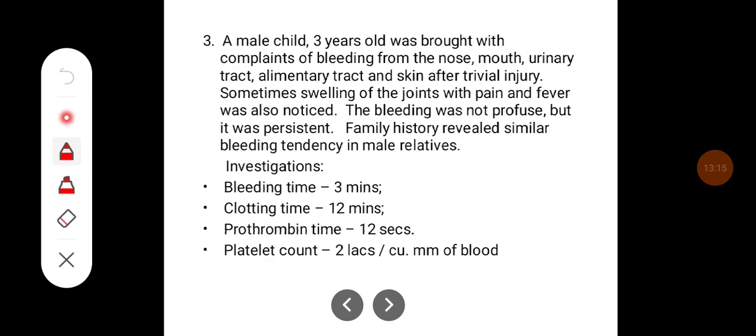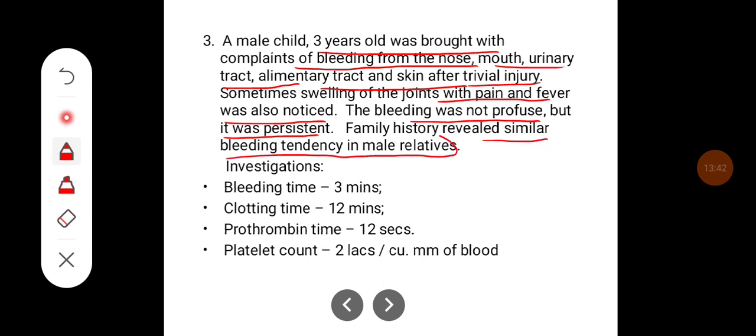Another case, a male child, 3 years old, brought with the complaints of bleeding from the nose, mouth, urinary tract, alimentary tract, and skin after trivial injury. Sometimes a swelling of the joints with pain and fever was also noticed. The bleeding was not profuse, but it was persistent. The family history revealed similar bleeding tendency in male relatives.